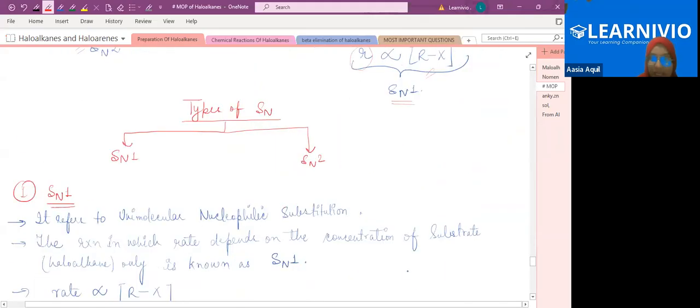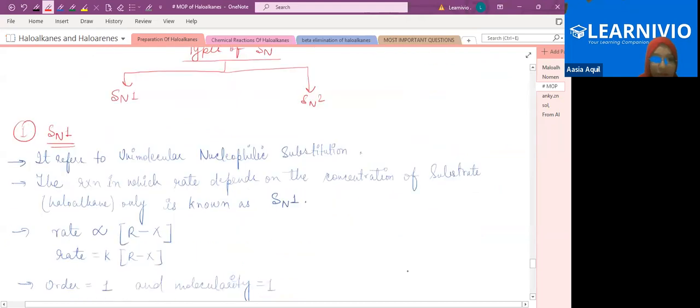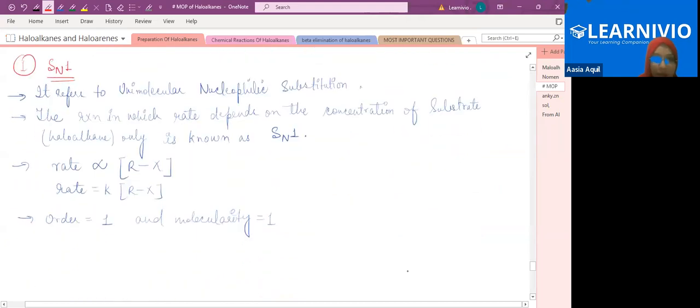Okay, now we will see both the reactions in detail. So first, SN1 refers to unimolecular nucleophilic substitution. First, try to understand, then I will give you time to make notes. First, it refers to the unimolecular nucleophilic substitution reaction. Second point, a reaction in which the rate depends on the concentration of substrate only, in the SN1 type of reaction, because we know that the rate determining step is the slowest step.